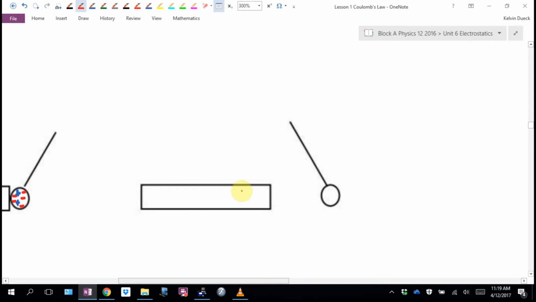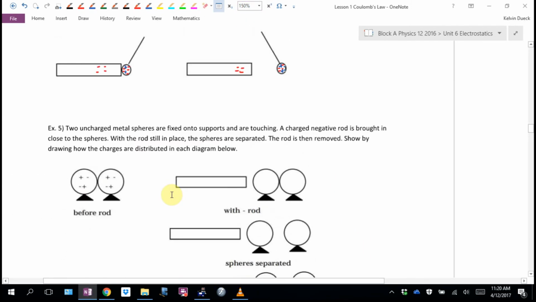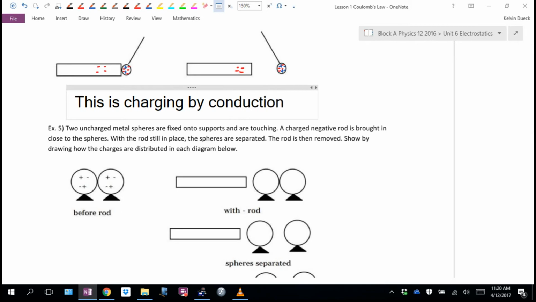And so we end up with negatives here, those original positives there, the original negatives. That was neutral, but it gains some extra negatives. That's what's going on. That's why you see at the end, it's trying to get as far away as it can from that negatively charged rod. We call this charging by conduction because we made contact. We had to touch it. Conduction requires contact. You can make a little note here. This is charging by conduction. We made contact. We had to touch it.